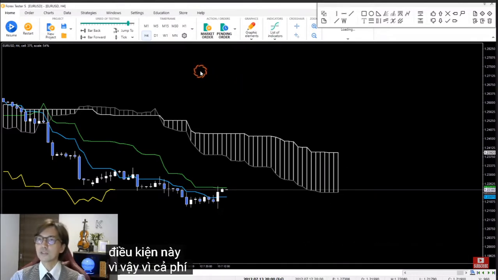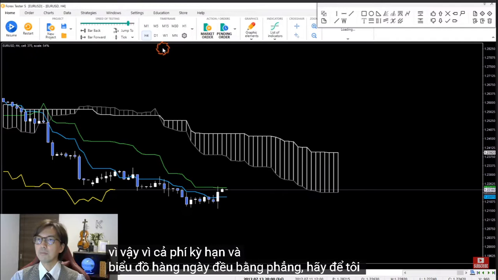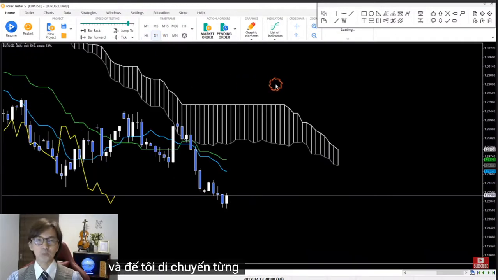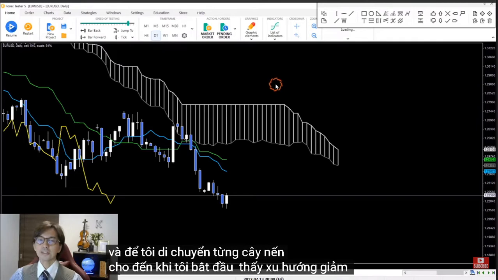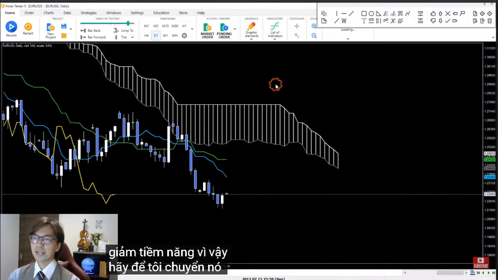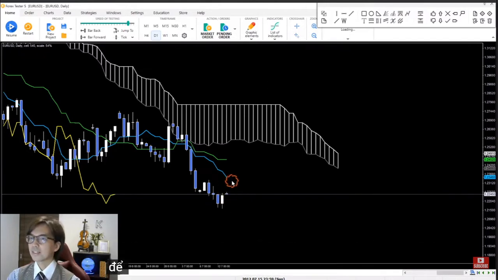Since both the 4-hour chart and daily chart are flat, let me run it by daily chart. Let me move the candles one by one until I start to see a downtrend or potential downtrend. So let me move to the next day. Still flat the next day. Kumo is still down, so this is a potential downtrend, but it's retracing backwards now. So I will just stay away. Let me see the next day.